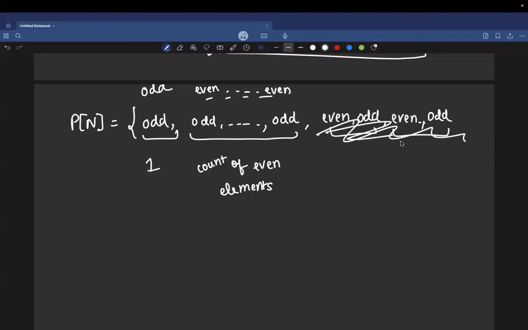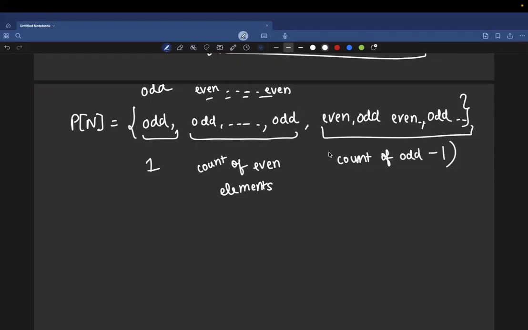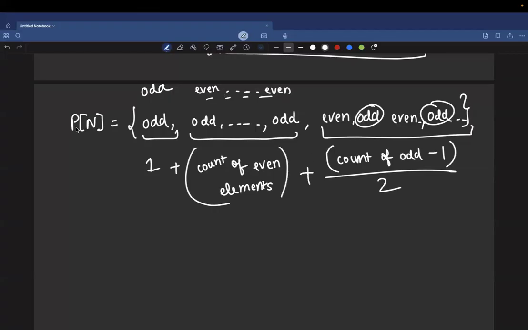So basically, there will be count of odd minus one number of elements here. So we will get count of odd minus 1 by 2 number of odd elements at this place. So the total number of odd elements we have got in the prefix sum array would be equal to this, right?